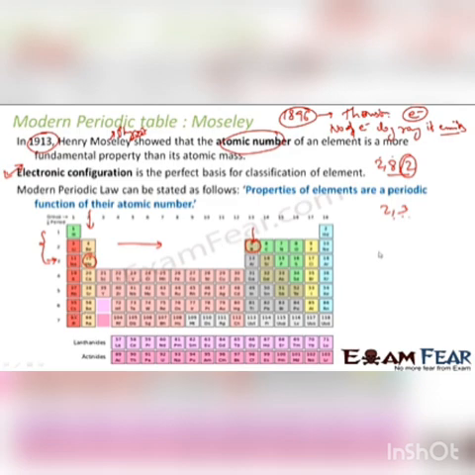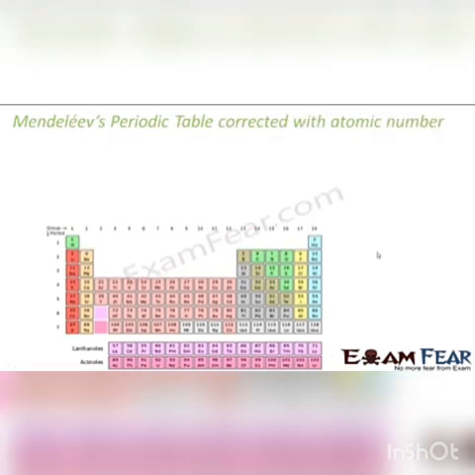So just by electronic configuration you can actually tell the location of the element in the periodic table. We'll explain more on this, but just understand what atomic number did with the Moseley periodic table. It calculated everything. The first thing is the position of isotope is clear now.